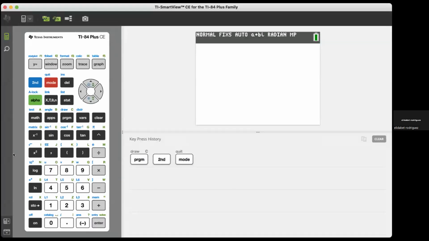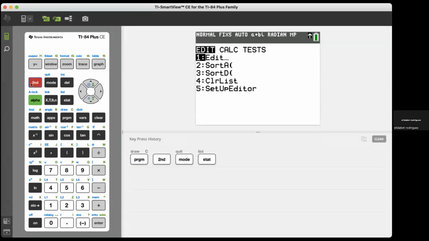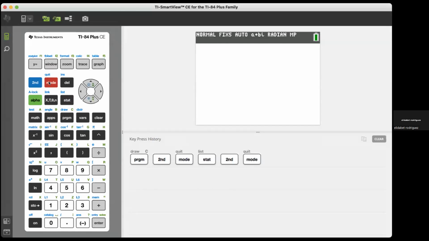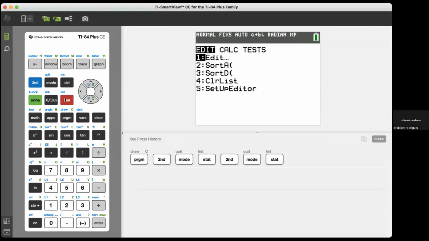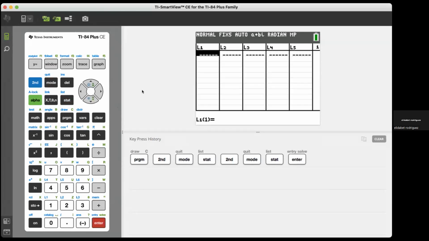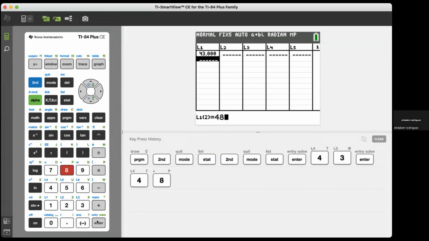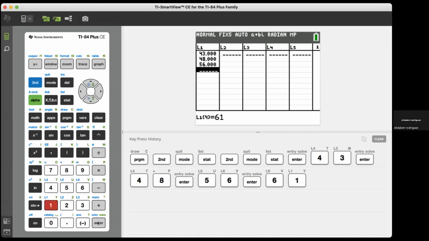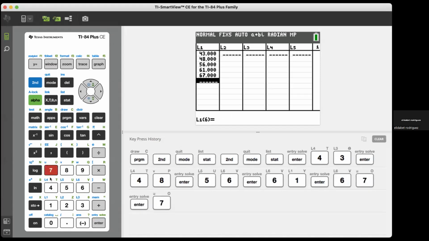Okay, so we're going to go to stat. We're going to go to edit, then edit again. I'm going to enter my X values under list 1. Can you give me 43, 48, 56, 61, 67, 70.